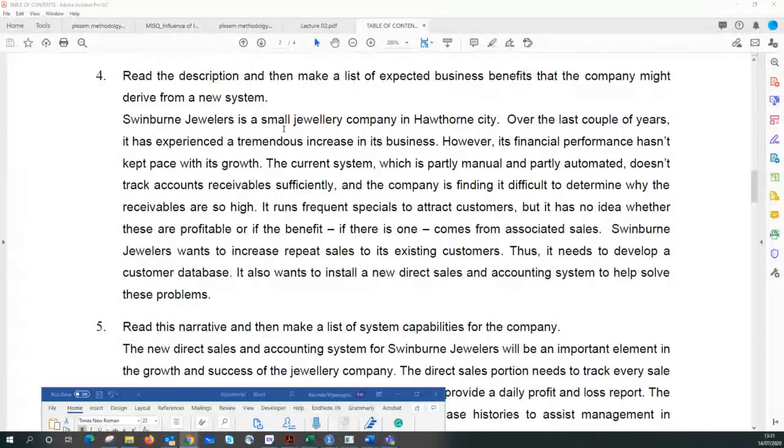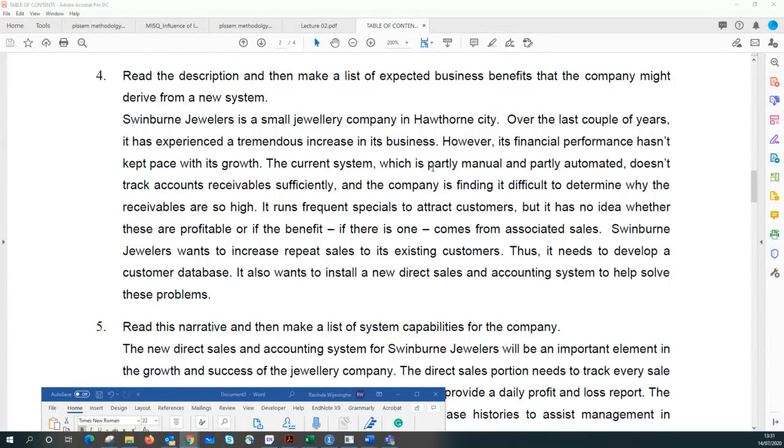Swinburne Jewelers is a small jewelry company in Hawthorne City. Over the last couple of years, it has experienced a tremendous increase in its business. However, its financial performance hasn't kept pace with its growth. So that's the problem. They increased their business, but their financial performance looks like it's going down. There's some symptom, some problem going on there.